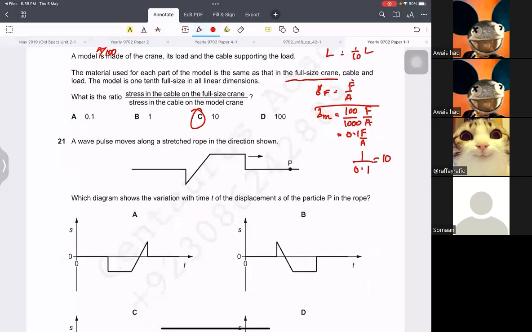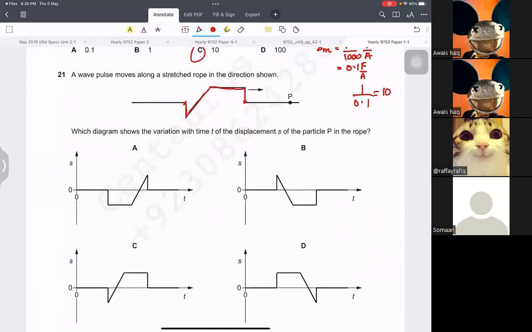Now, which diagram shows the variation with time t of the displacement s of the particle P? First, when the wave reaches here, this point will go up, then stay like this, then go down and stay like this. So we have to see a mirror image of sorts. First it goes up, then it should stay. That makes sense. D is the answer. Others are not. This goes down, that's wrong. It goes up and then down, that's wrong. It should stay here and then go down. That's D.